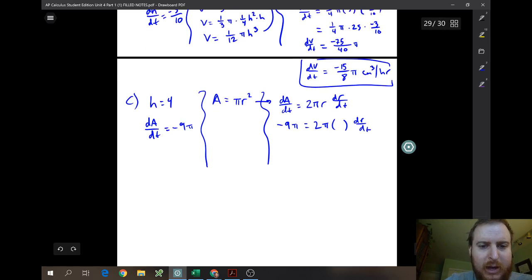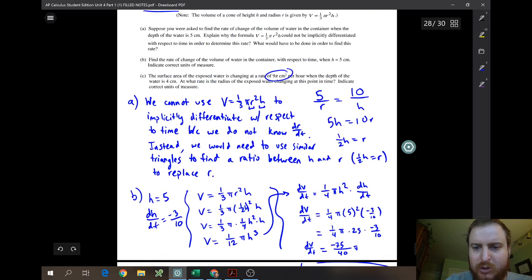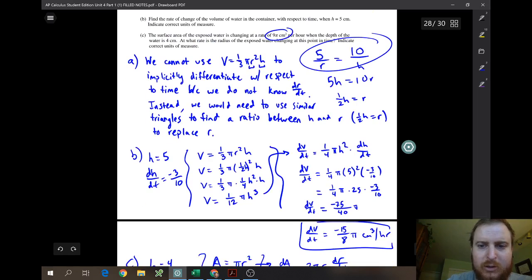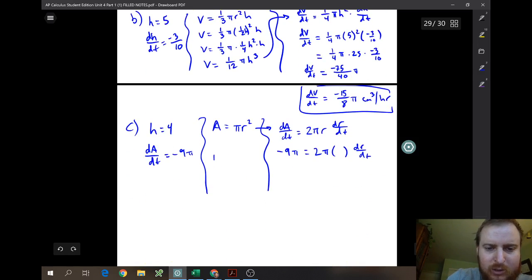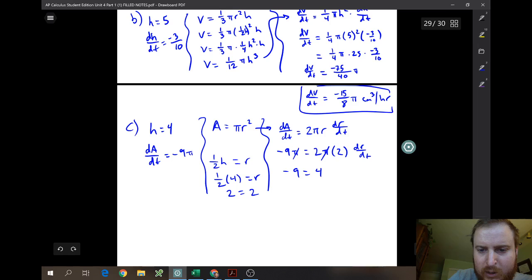And the way we're going to do that is we're going to come back up to our similar triangles where we have this 5 over r equals 10 over h, right? And we can actually plug in, down here to this line, that 1/2 h was equal to r. So 1/2 times 4 is equal to r. So we get a radius of 2. So the pi's can cancel out. Negative 9 equals 4 dr dt.